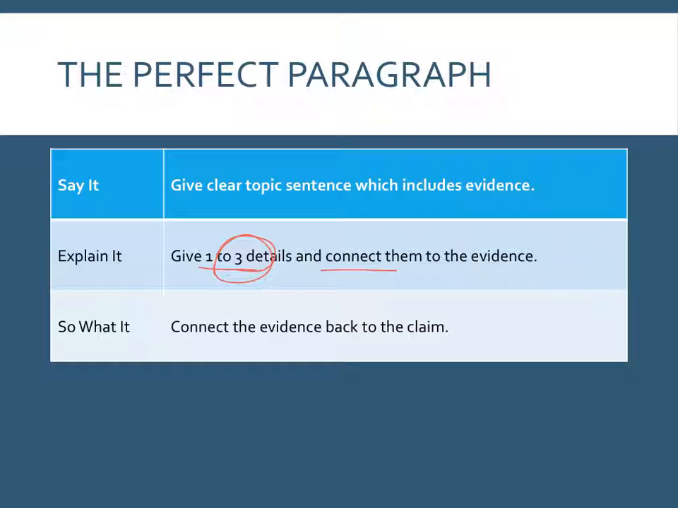This relates to the idea of explanation, which is another target, but I'll give you some examples of that here, too. Finally, you need to so what it. Connect the evidence back to the claim at the end of the paragraph. Consider, why does this paragraph even matter? Answering that question will help you give a good so what for the paragraph. Or why does this evidence matter?